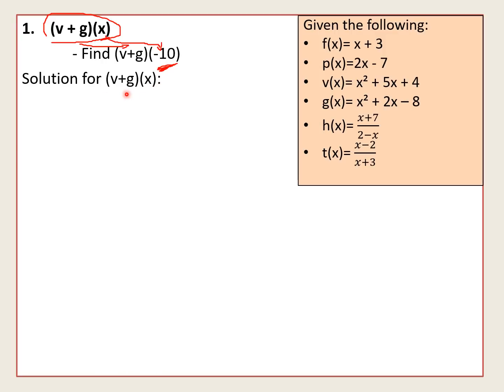Ang kukunin muna natin would be the sum of v plus g of x. Isn't it that dun sa second slide natin, we have the definitions of operations, wherein one of which is the sum of the functions f and g. The sum of the two functions f and g of x, tama ba? It would be equal to what?